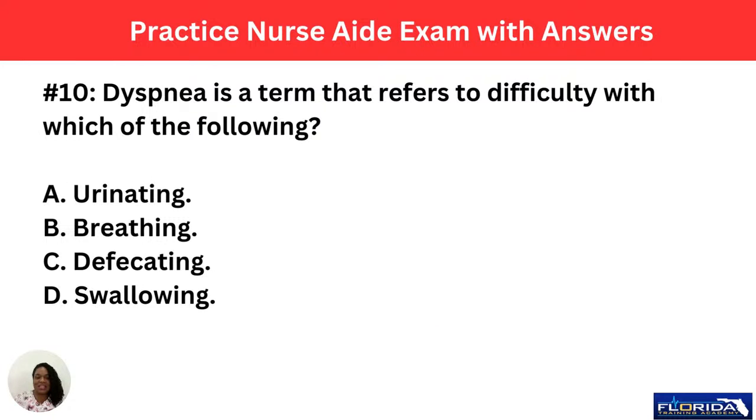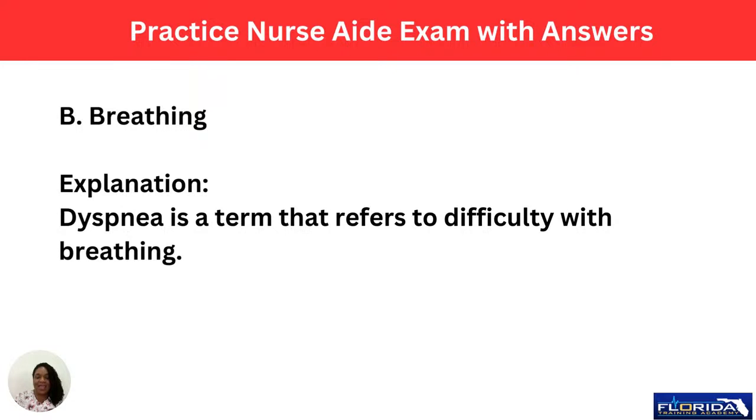Number 10, dyspnea is a term that refers to difficulty with which of the following? Is it urinating, breathing, defecating, or the act of having a bowel movement, or swallowing? Dyspnea refers to difficulty with which of the following? And it's going to be B, breathing. Whenever you see DYS in front of a term, it means pain or difficulty. So dyspnea is a term that refers to difficulty with breathing.